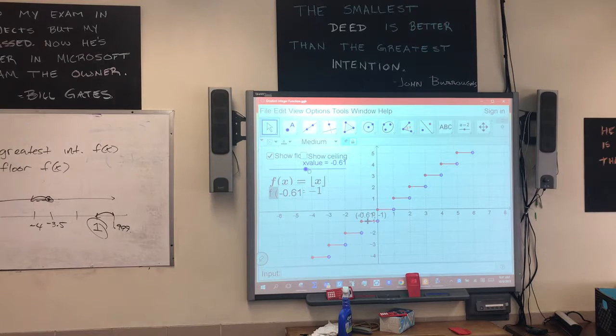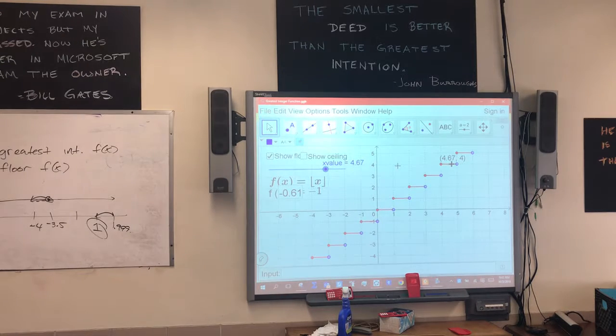If I start working on these positive values, positive 1.8 returns a 1. Positive 4 is going to return 4. I can slide this through and see that 4.67 is going to return 4. Is that okay with everybody? This is a function because when it's an integer, it returns that integer, and we're rounding down.